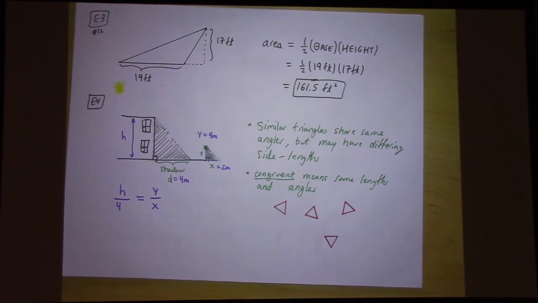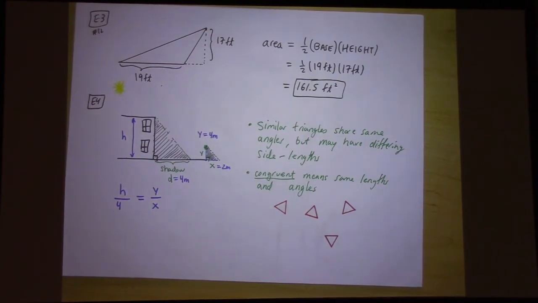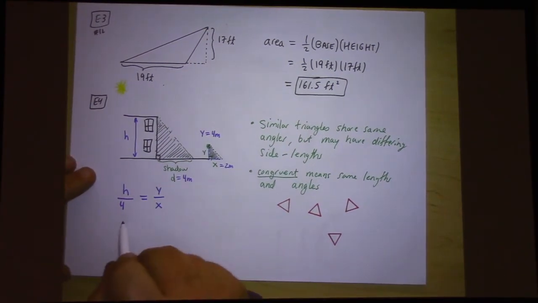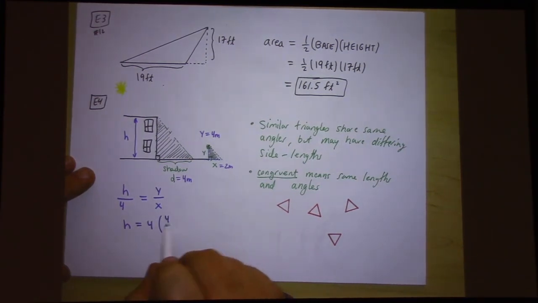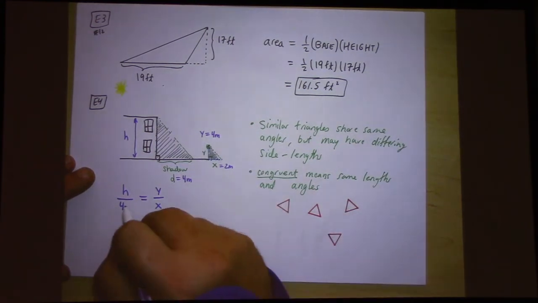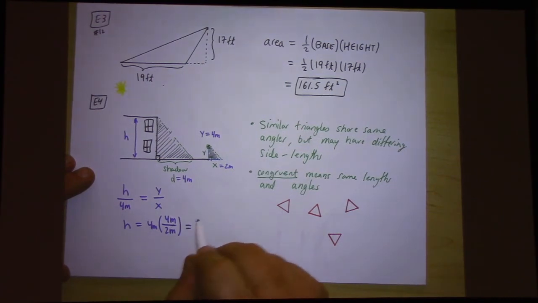What do we get? All right, so that gives us h is equal to 4 times 4 over 2, right? And I guess I can put the meters in. Meters, meters, meters, 2 meters. You see the meters cancel, and you're left with 16 over 2, which is 8 meters. So there you go. The building is 8 meters high.